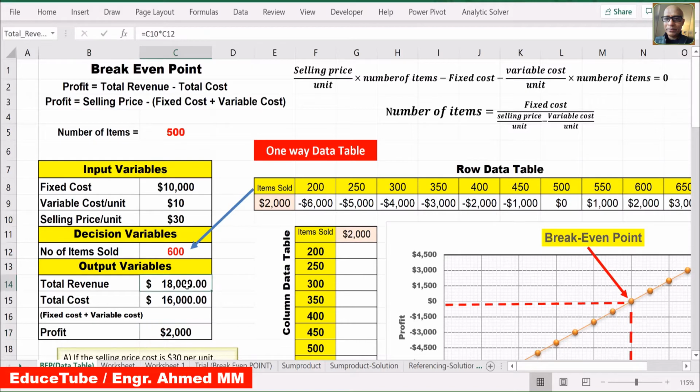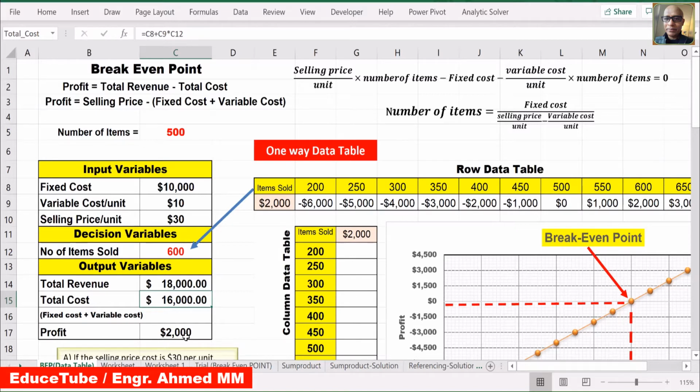Again, if I click here, I can see the formula used: selling price multiplied by number of items sold, we get total revenue. C10 multiplied by C12. Again, if I click on total cost, it says C8, which means fixed cost, plus C9 multiplied by C12: variable cost multiplied by number of items sold. So we get the total cost. Already I explained the difference between these two is profit.